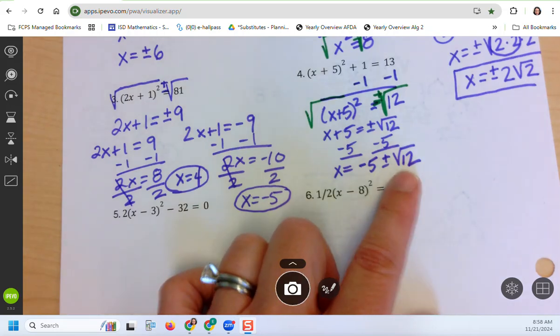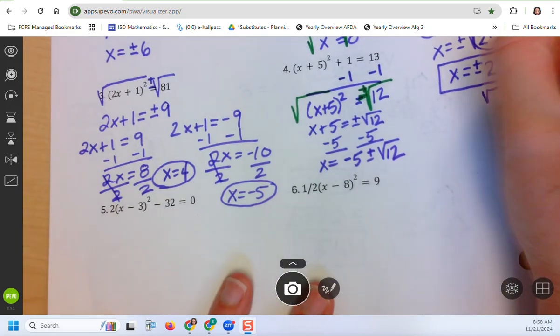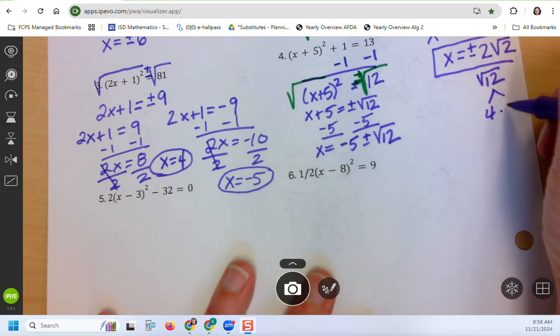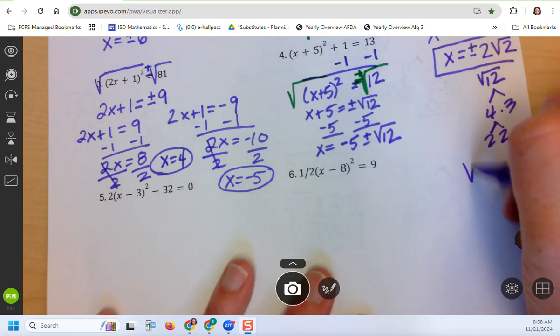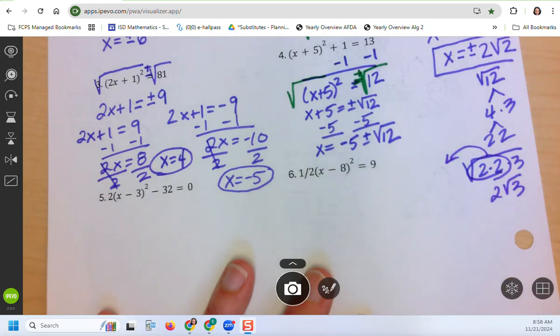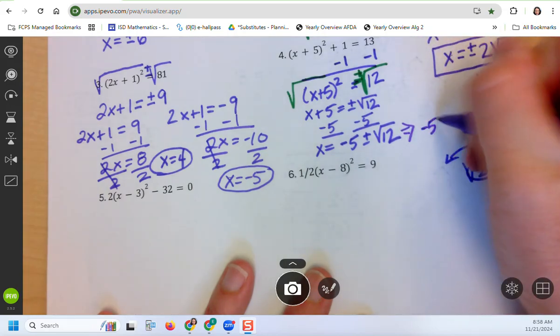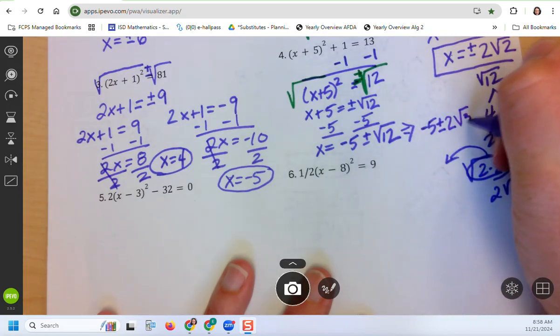And then finally, I have to make that factor tree for root 12 so that I can simplify that. So I'm going to do that on the side. My root 12 is there. 4 times 3, 2 times 2. So I have the square root of 2 times 2 times 3. Those are my pair. They'll come out to make 2 root 3. So my final answer here is going to be negative 5 plus or minus, and instead of root 12, 2 root 3.